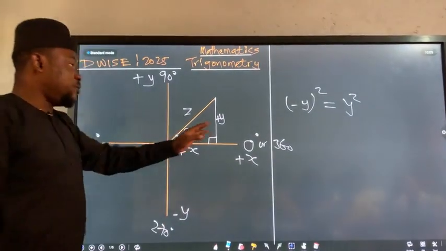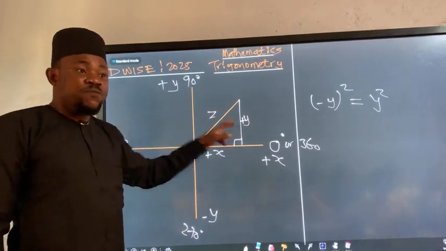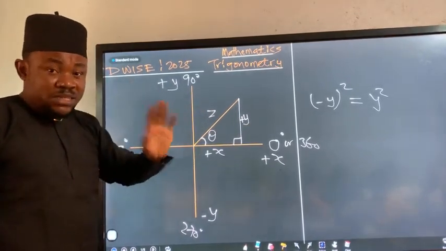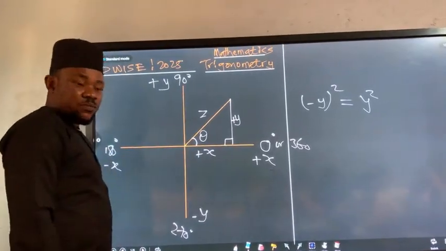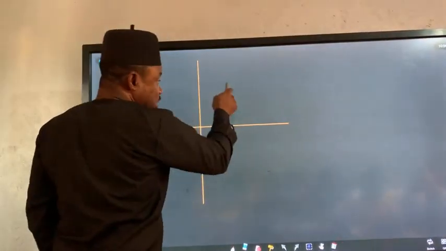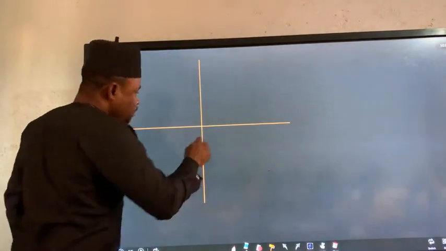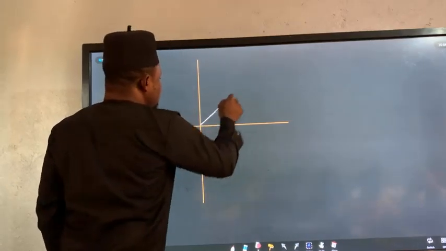On the first quadrant, x is positive, y is positive, and z is positive. I've established that, right? And the value is less than 90 degrees. So if I go to the next page, and then I want to do it for the first quadrant now. If I'm doing it for the first quadrant, the next please.